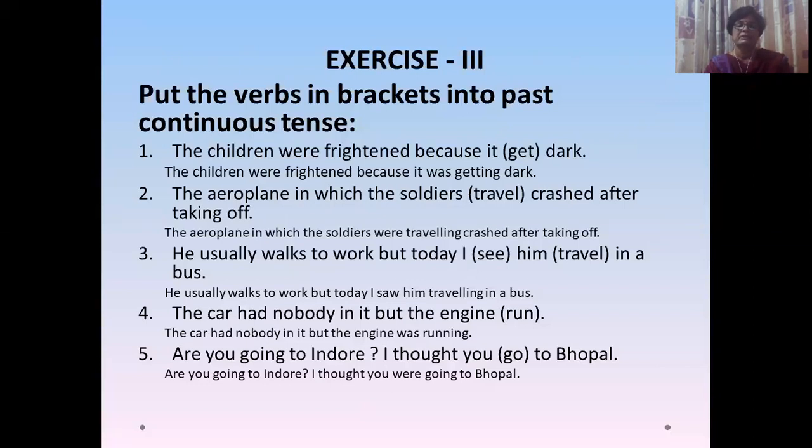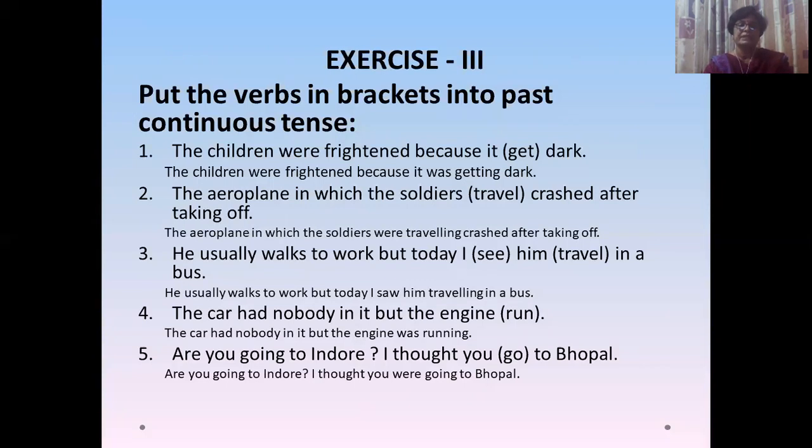The second one: the aeroplane in which the soldiers travel crashed after taking off. Now here the verb given in the bracket is travel. So again, the aeroplane in which the soldiers were traveling. Why have we used were? Because soldiers is plural. So there you have to change. You have to use were. The aeroplane in which the soldiers were traveling crashed after taking off.